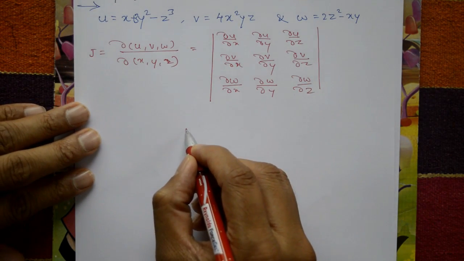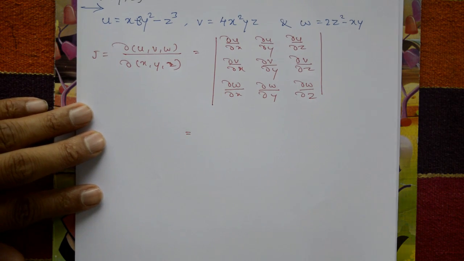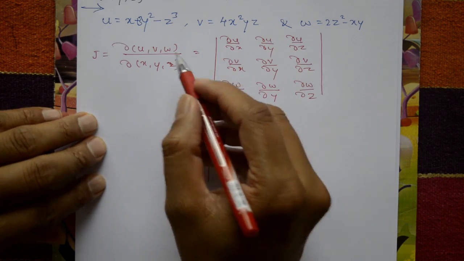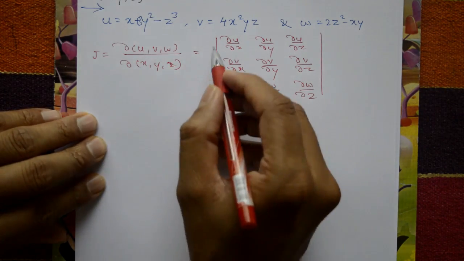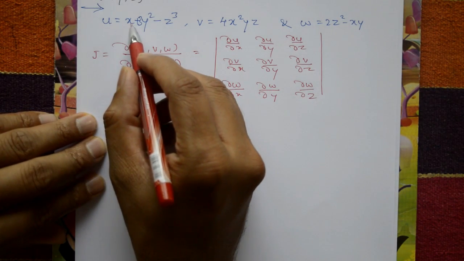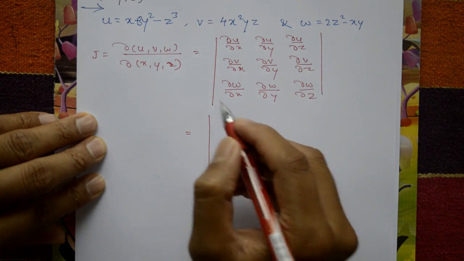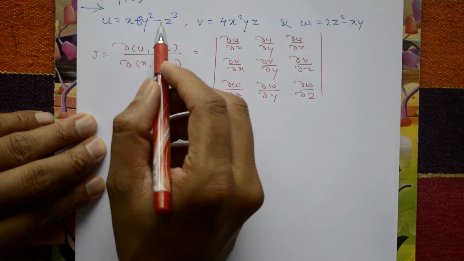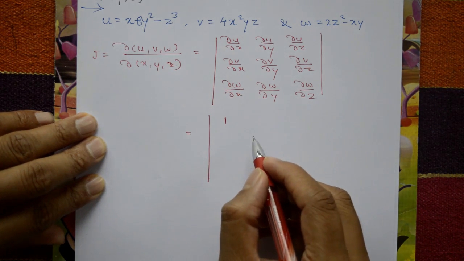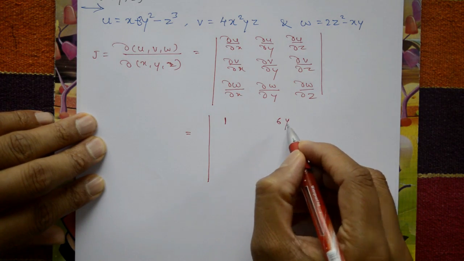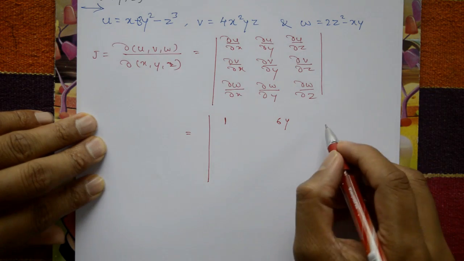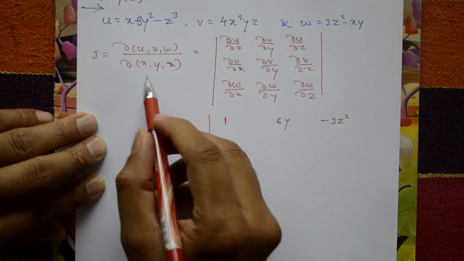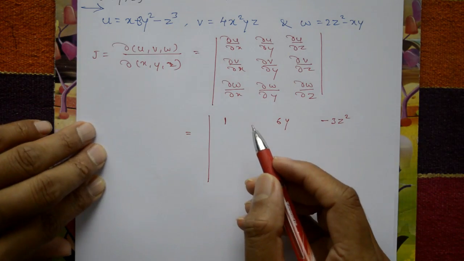Differentiate u with respect to x, y, z. With respect to x it is 1 only. With respect to y, x and z treated as constants, it is 6y. With respect to z it is minus 3z square. This is partially with respect to x, y, z.